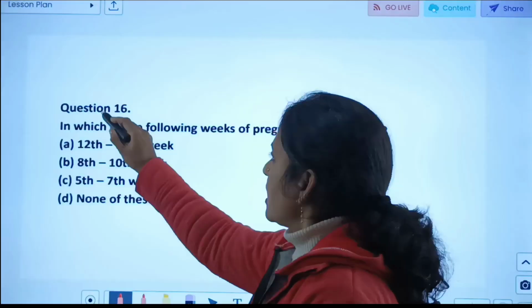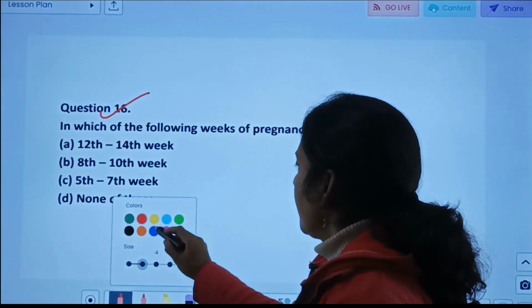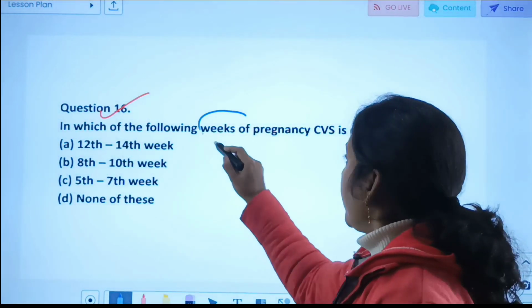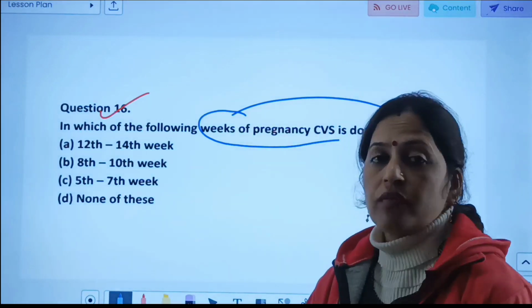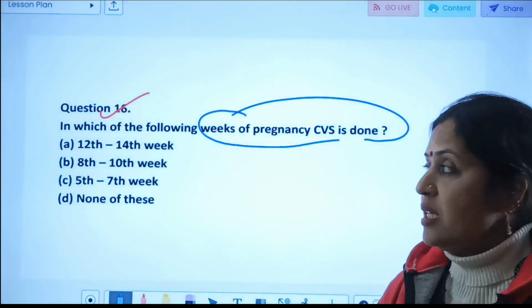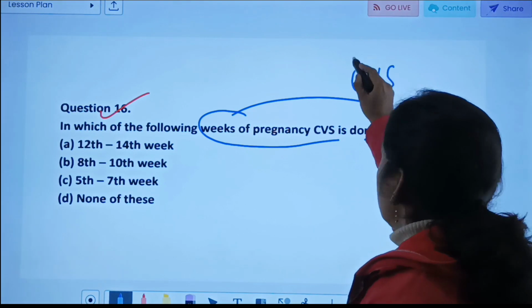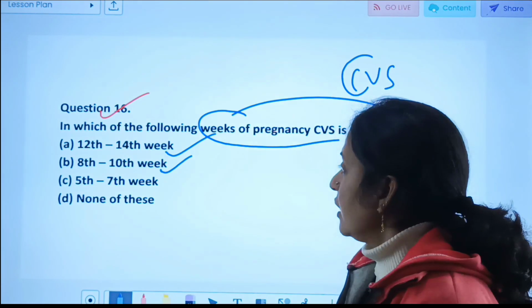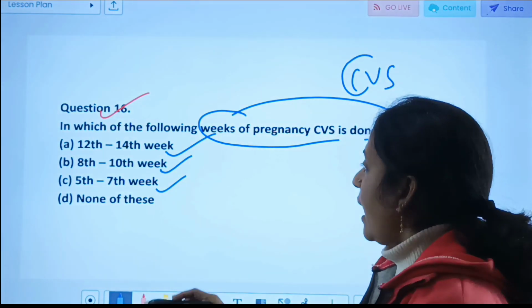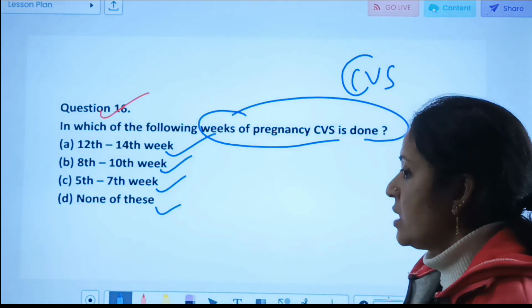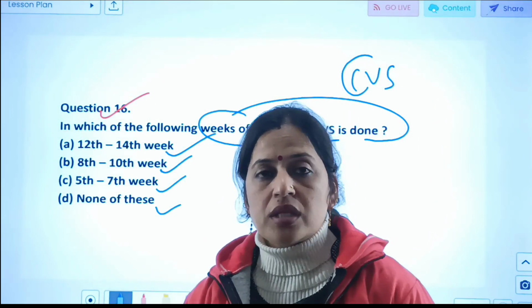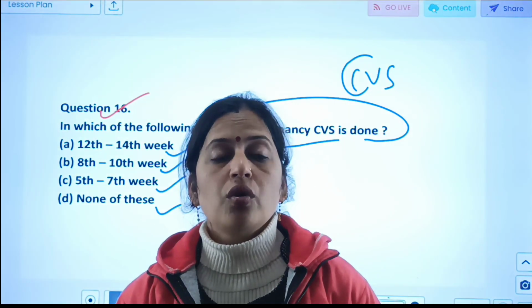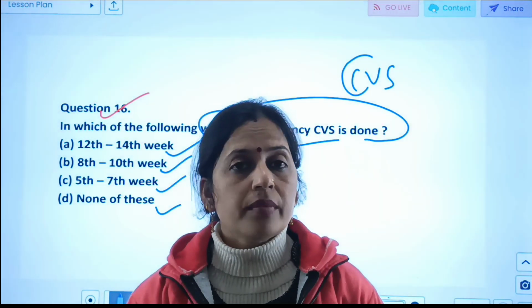Now shift to question number 16, and your question number 16 is: in which of the following weeks of pregnancy is CVS done? Options: 12th to 14th week, second one is 8th to 10th week, C is 5th to 7th week, and D is none of these. तो इनमें से कौन से हमारे वीक्स हैं प्रेगनेंसी के जिसमें कि हम CVS को डन कर सकते हैं?